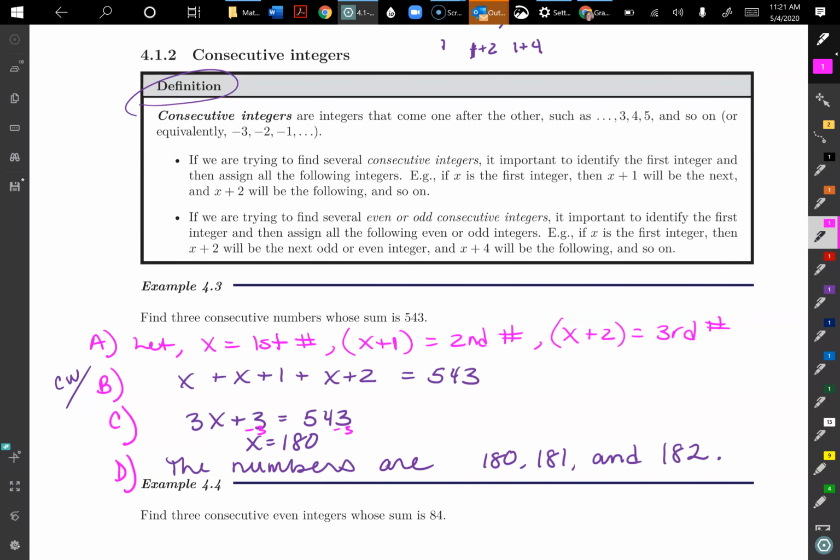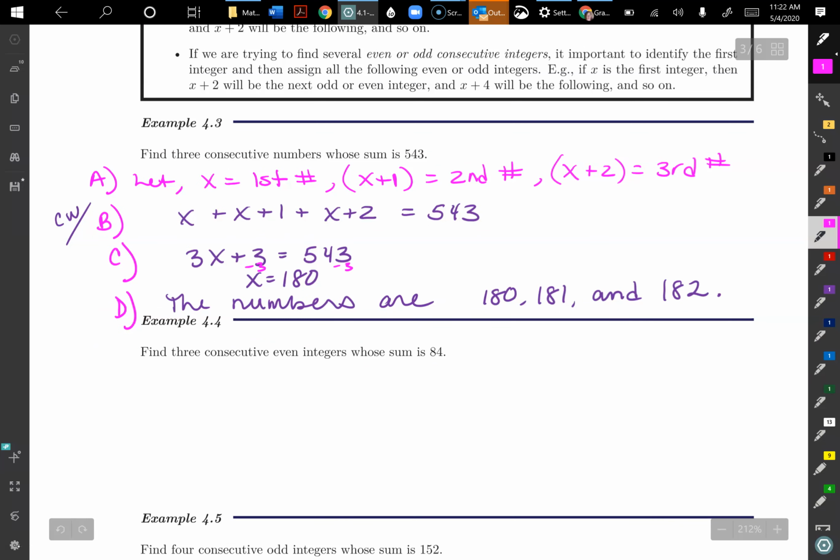Now we have example 4.4, find 3 consecutive even integers. Now remember what I said about the evens, you have to skip over the odd one, right? So pause the video. I'm going to write out what these unknowns should be, just so you're sure, and then you go ahead and solve it. Okay, see if you can set it up first, right? And then check in.